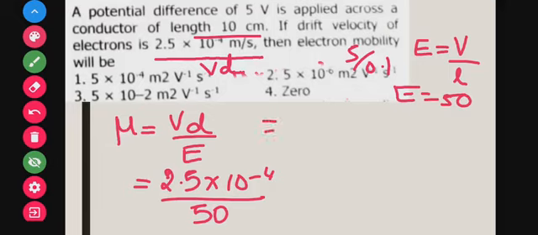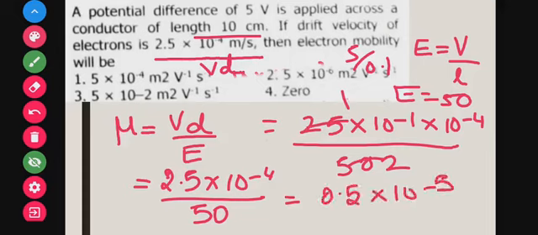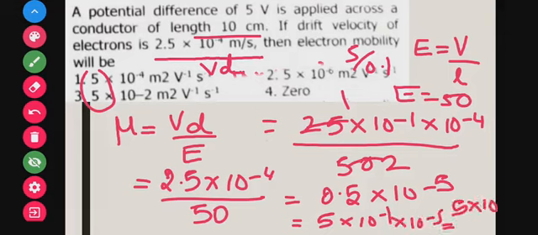So 2.5 we will write as 25 into 10 to the power minus 1, into 10 to the power minus 4. The one decimal place in 2.5 we write as 10 to the power minus 1, and here we have 50. So 25 by 50 is 0.5, so it is 0.5 into 10 to the power minus 5. Such an answer is not given here, all the options are given in terms of 5. So if we write it again, it is 5 into 10 to the power minus 1 into 10 to the power minus 5, which is nothing but 5 into 10 to the power minus 6. So your mobility is equal to 5 into 10 to the power minus 6, and the unit is meter square per volt second.